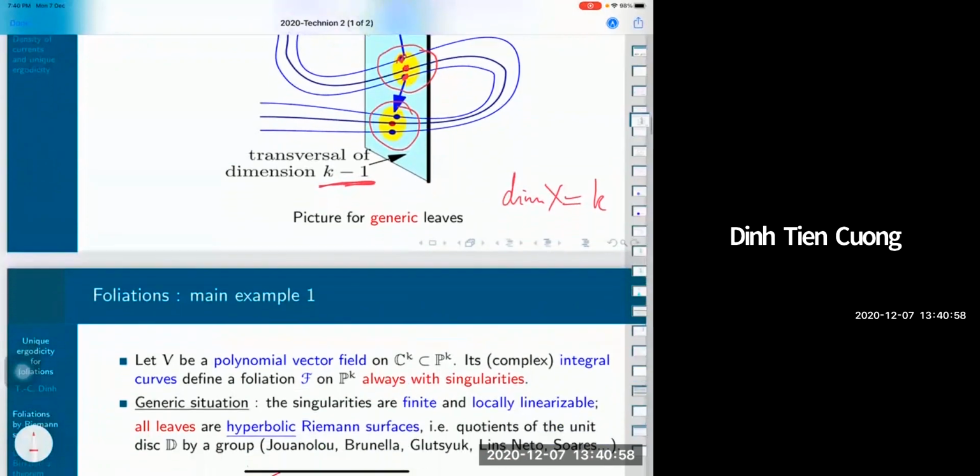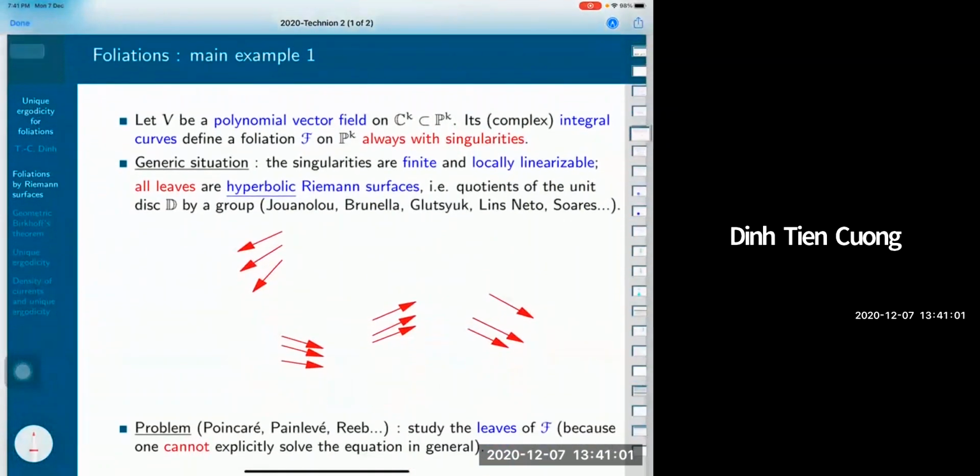So let me give you some examples of foliation. Now in the case of CK, as I mentioned before, CK is an open set in the projective space PK. So we can compactify CK to get PK. Assume that you have a vector field, a holomorphic polynomial vector field on CK, and you consider the integral curves defined by this vector field.